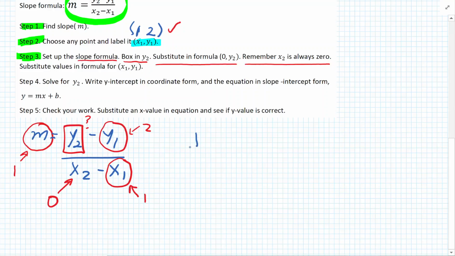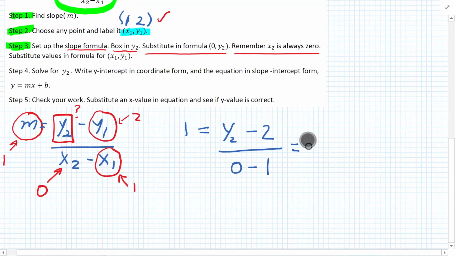So 1 will go for the slope, equals y2 minus y1, which is 2. We're going to divide that by 0 minus 1. What does that equal? Well, it's y2 minus 2 all over 0 minus 1, which is minus 1.